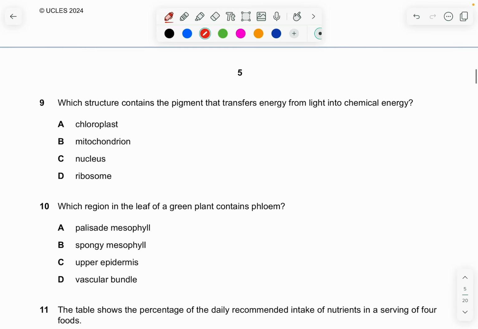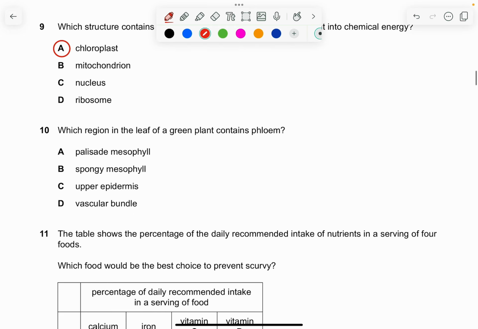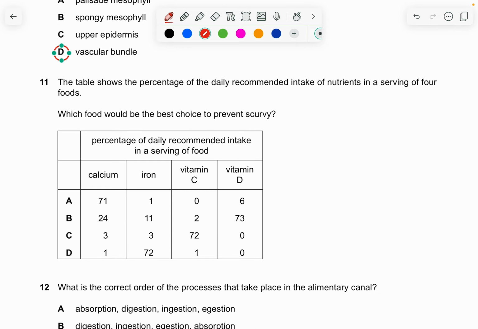Question 9. Which structure contains the pigment that transfers energy from light into chemical energy? This is very simple. It is chloroplast. Question 10. Which region in the leaf of a green plant contains phloem? Phloem is a tissue, and in a leaf you can find this near the spongy mesophyll cell, but it's not at the spongy mesophyll. It has a specific name called the vascular bundle.